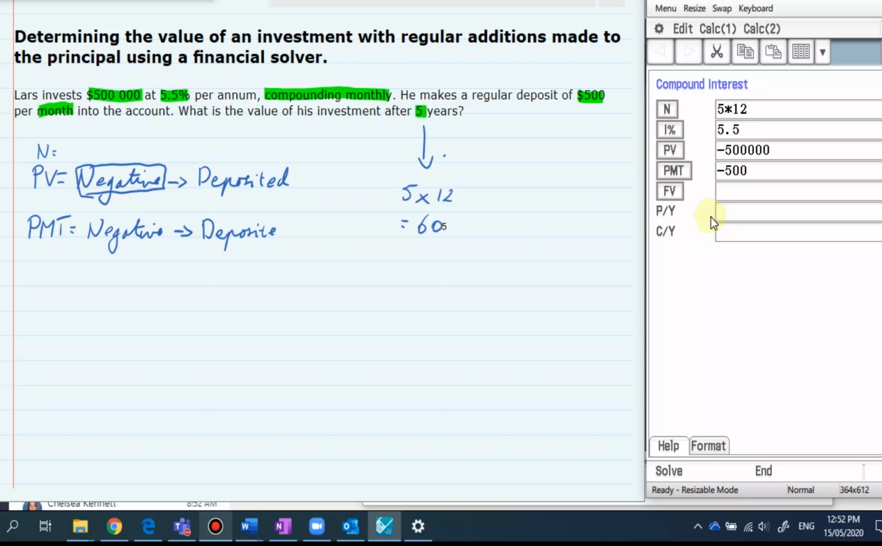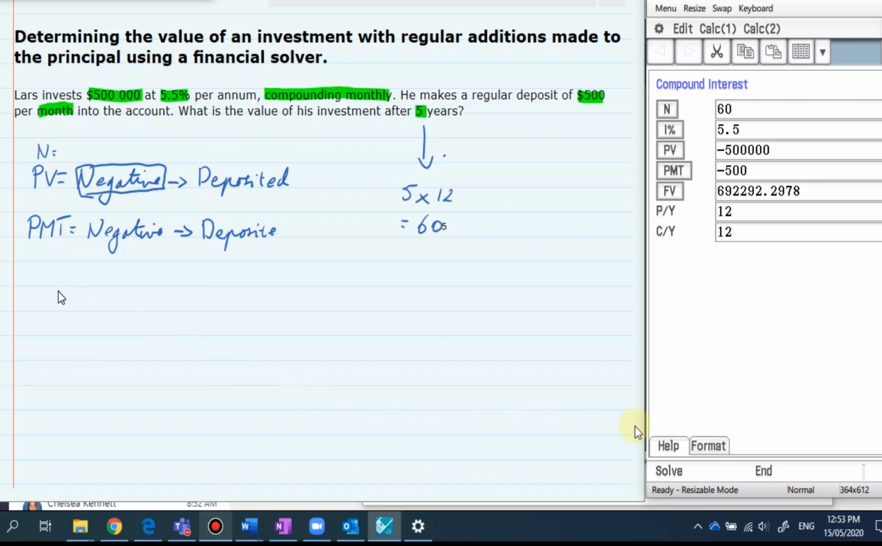The future value is what we're solving for. Okay, that's what we want to know. And payments per year is 12. Compounding periods per year is 12. And with that, we get to hit solve. And there is Lars's new balance.